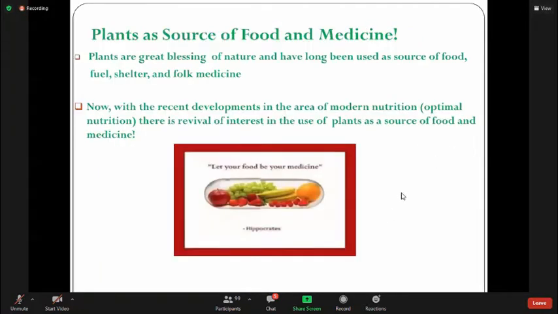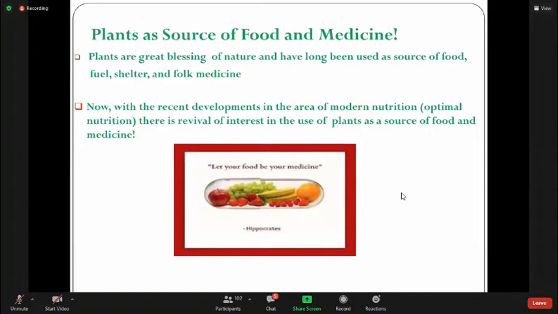Plants are an important source of different types of food and medicine, and they have been used since a long time as a source of food and medicine by the folk people in several civilizations. However, recently, with the revival of interest in the use of plants as a source of food and medicine, there is a revival of interest to use plants and natural components for physiological benefits as well as for the cause of nutrition.